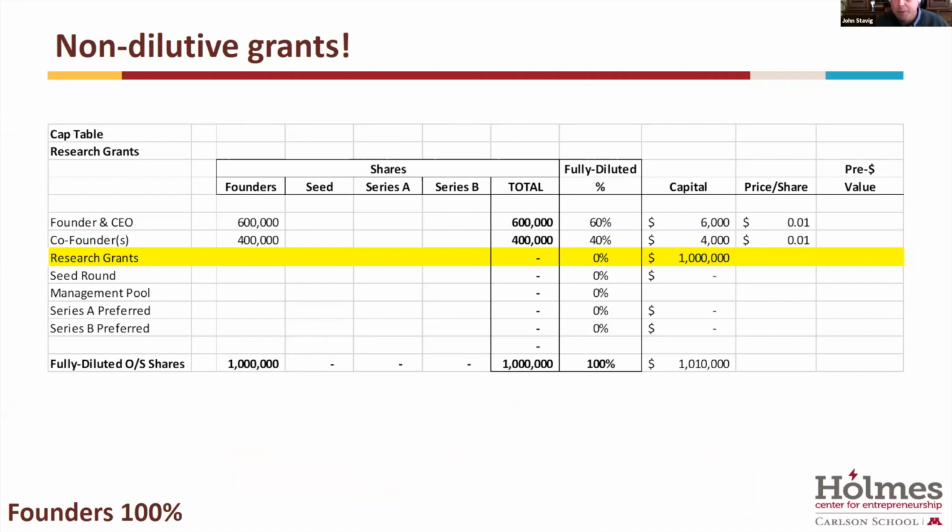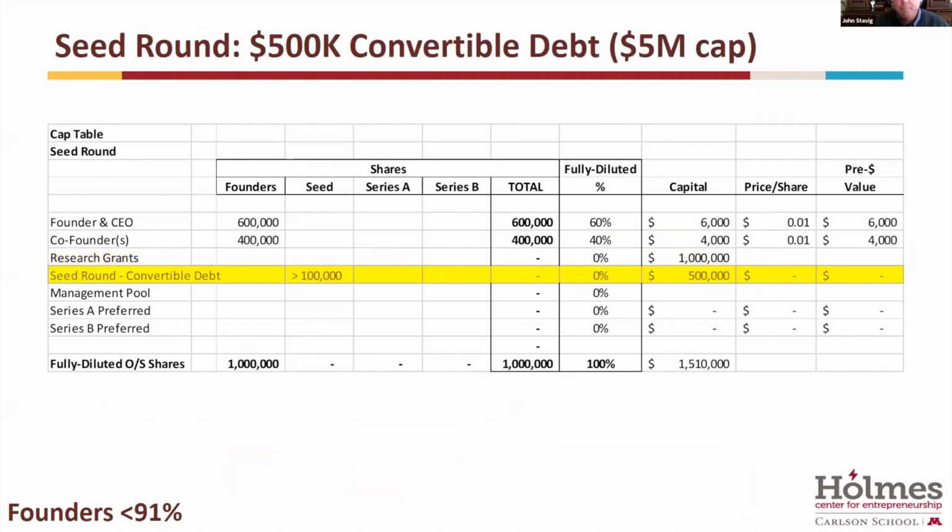A lot of people wouldn't put that in the cap table. I would put it in there. Obviously, it doesn't have any shares to it. As we go forward, doing several $100,000 of funding could be a SAFE, could be some form of convertible debt. In this situation, I'm saying a convertible loan for $500,000 with a $5 million cap. Typically, it would have a discount of 20% or something like that.